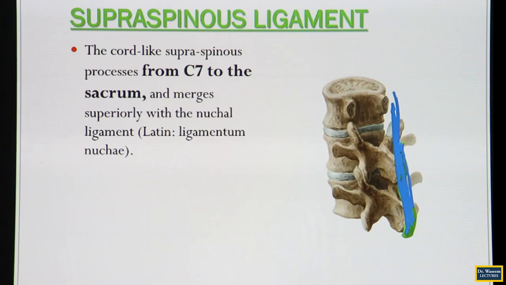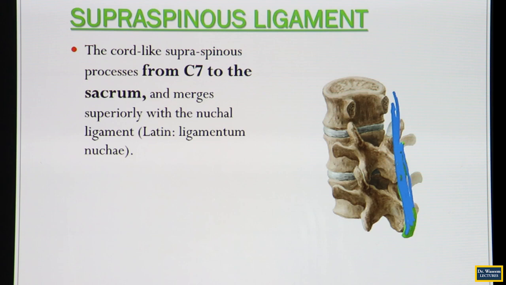This is the only ligament that will limit extension, because it is anterior, so you cannot go too far posteriorly. It means you cannot extend your trunk too much. This is the only ligament that will protect against overextension.